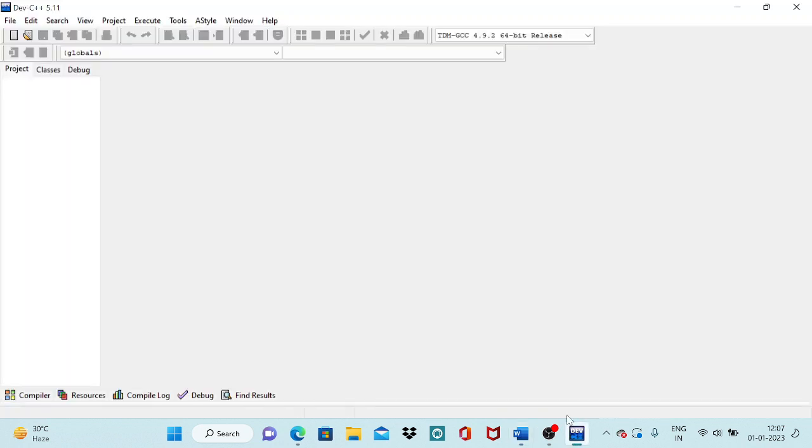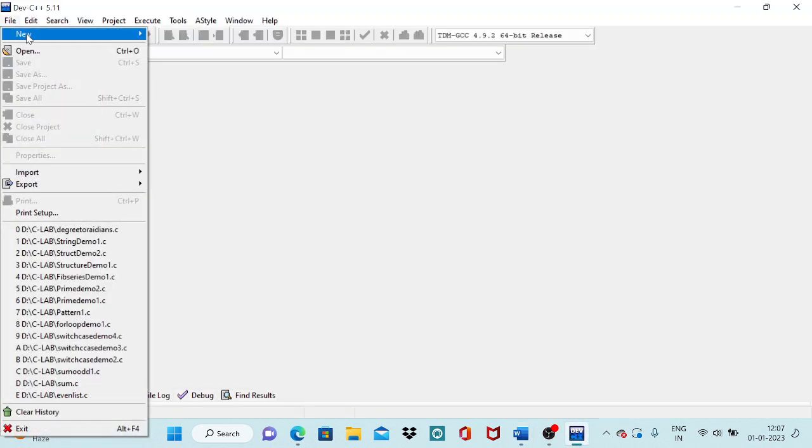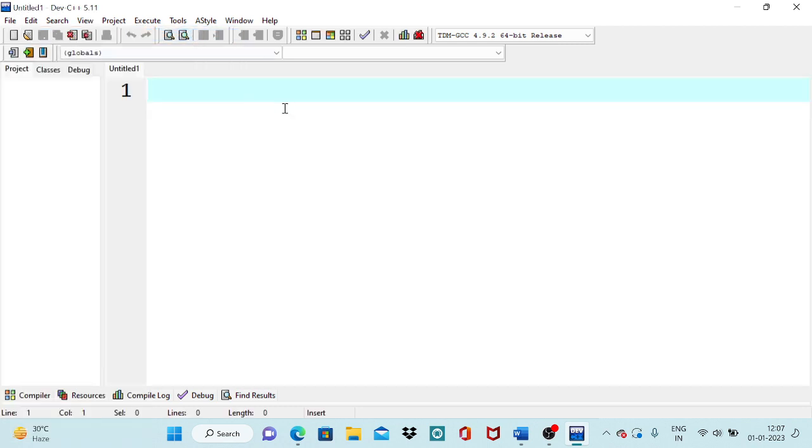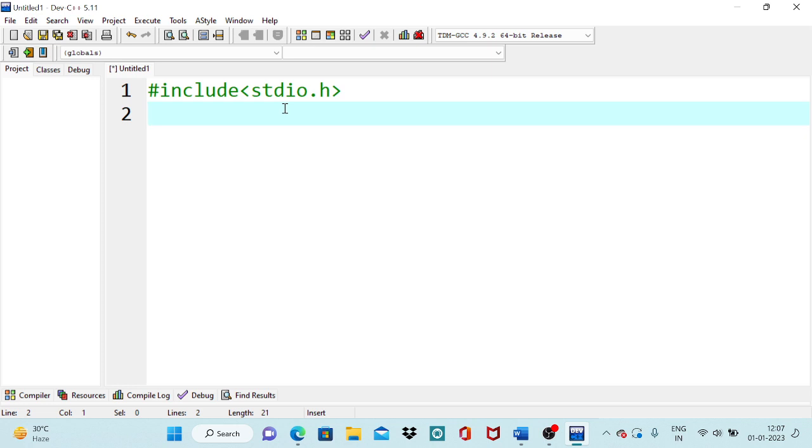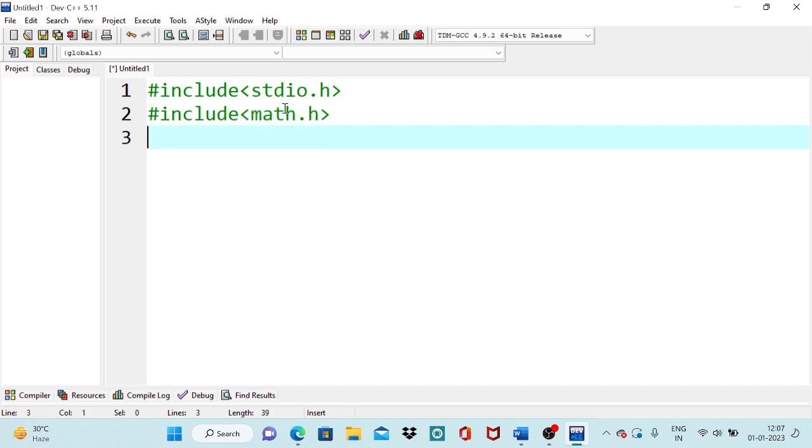So I will open the editor. I will choose new source file. First thing is we need to include the relevant header files. This is the header file stdio.h, the standard input output header file. Second, we need to include one more header file, that is math.h. Why are we including this one? Because we are going to access the sine function, cosine function and tangent function. Those functions are defined under this math.h.